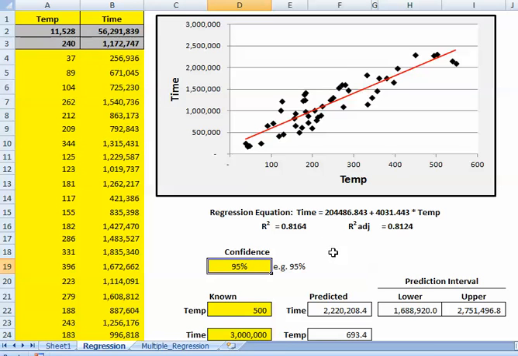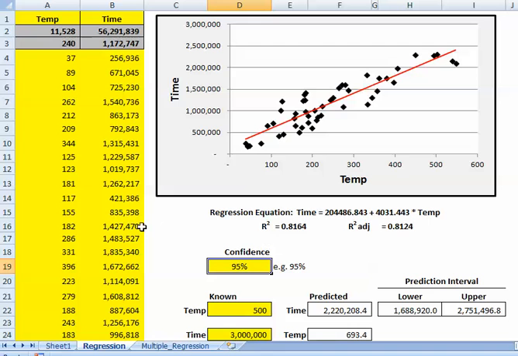Next thing we do is select a confidence level. In this case, we're going to select a 95% confidence level. And then the template will generate the regression model, or the regression equation. And so here it is, and what it says is the time it takes is equal to 204,486.843 plus 4,031.443 times whatever the temperature is that you're using.